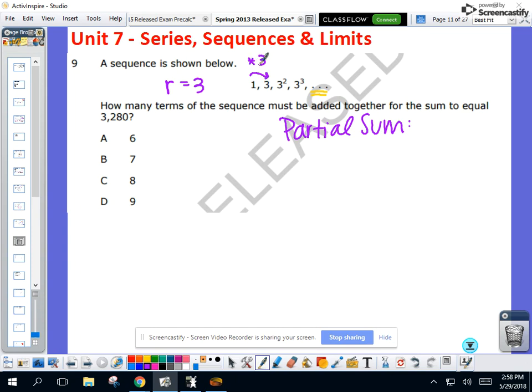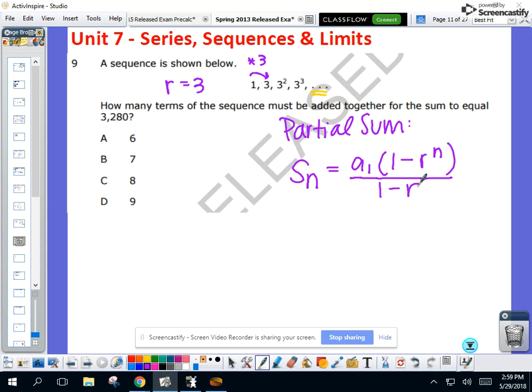So the partial sum for a geometric sequence, that formula is on your formula sheet. It looks something like this. S sub n is equal to the first term multiplied by 1 minus the common ratio to the n, the number of terms that we are summing up, divided by 1 minus r.